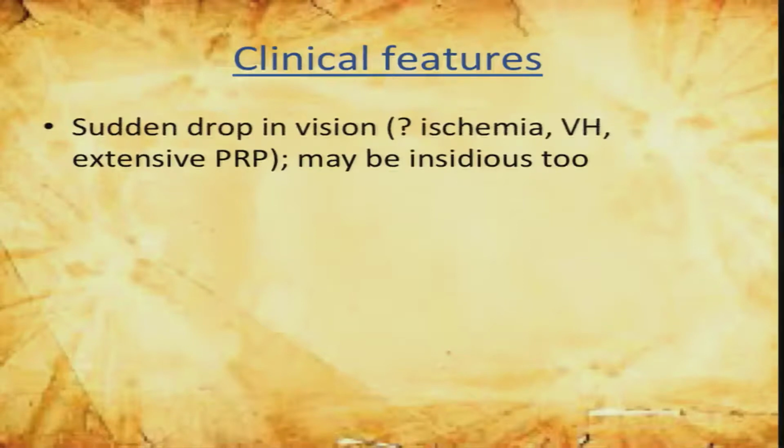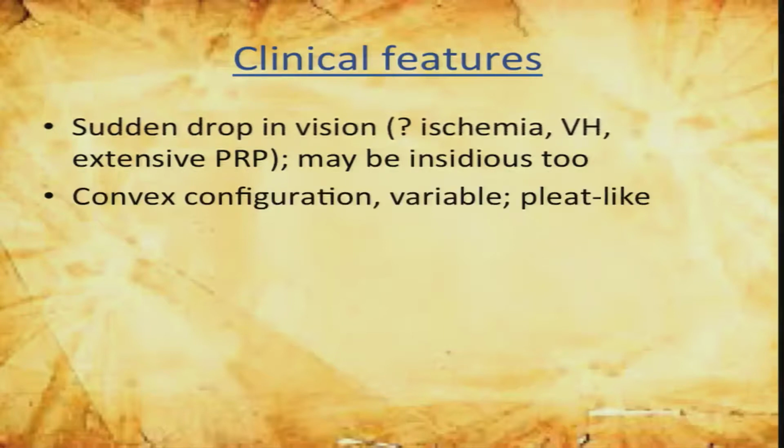The patient may complain of a sudden drop in vision, but because these patients may already have subnormal or suboptimal vision, the drop in vision may not be noticed by many, and it may be insidious too. It will have a convex configuration, but this configuration can be variable and pleat-like depending upon the extent of preretinal fibrosis. The only thing is these patients may not have the corrugations or the rugae that we see in a typical rhegmatogenous detachment. That is because of retinal edema, and because these eyes are mostly ischemic, one may not see those rugae or the corrugations in the retina.